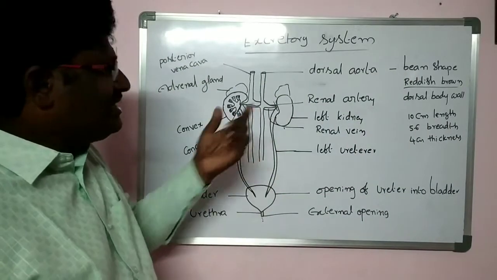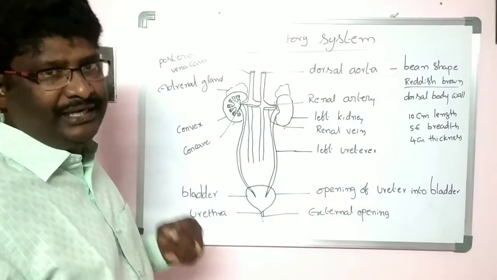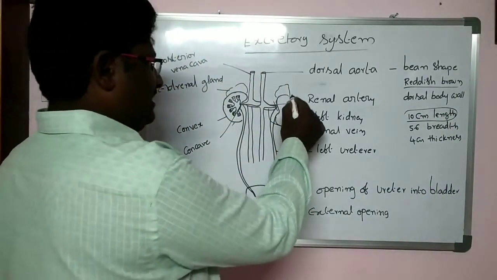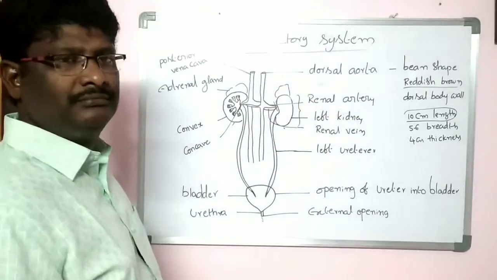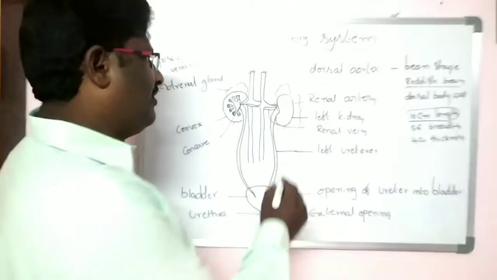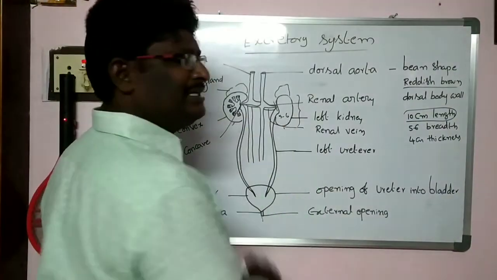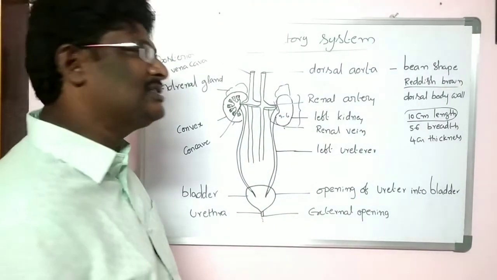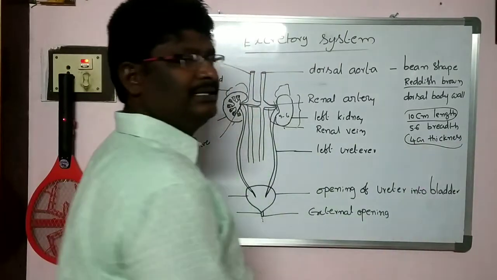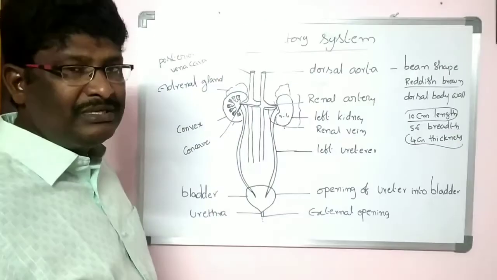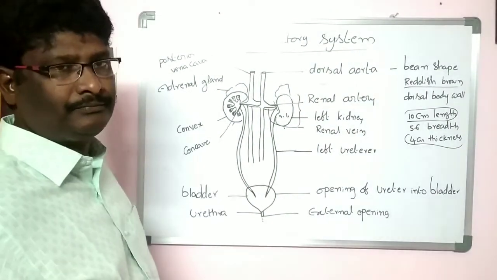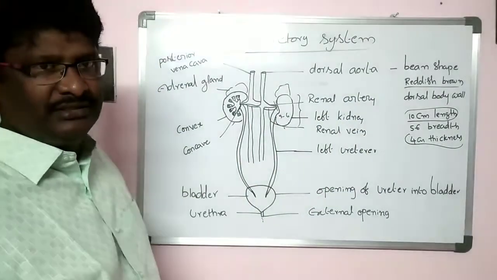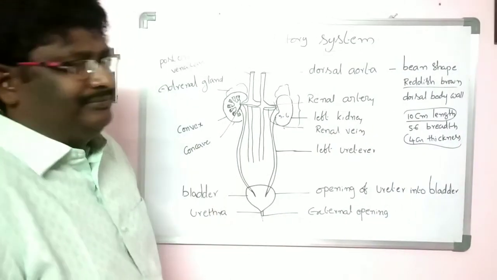If you see the size of this kidney, it is 10 centimeters in length, 5 to 6 centimeters in breadth, and the thickness is 4 centimeters. The thickness of the kidney, how much is it? 4 centimeters. So this is the simple structure of the kidney.